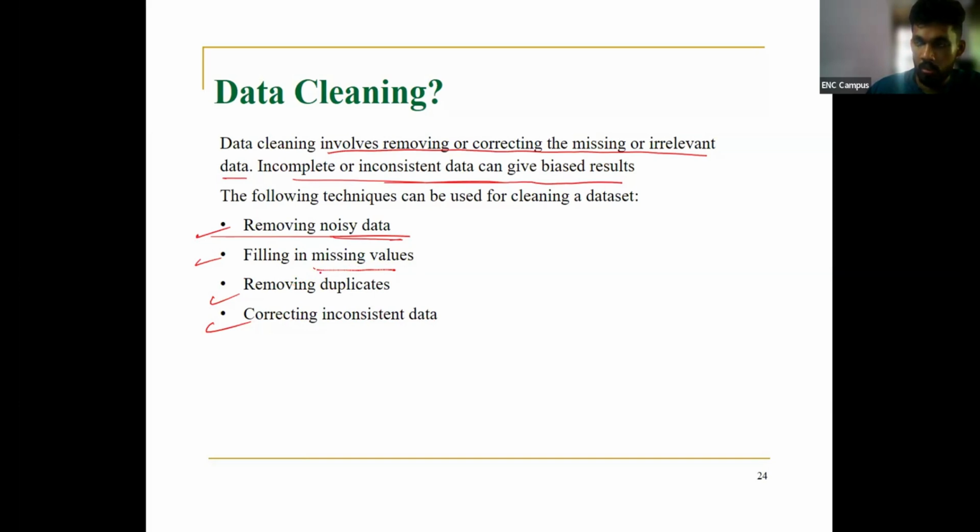Then we have the noisy data. Noisy data means meaningless data. So we can use techniques like clustering and regression to remove those noisy data. That's data cleaning. Data cleaning will ensure that incomplete or inconsistent data will be removed, so therefore we will not get biased results.